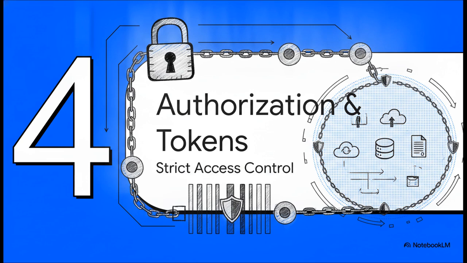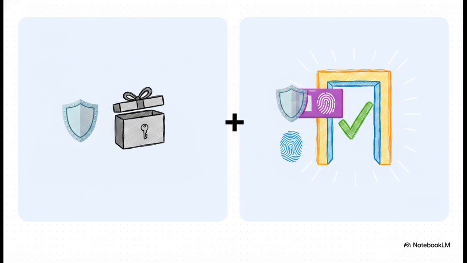Which brings us to Section 4, authorization and tokens, or strict access control. Now, here is where we hit two terms that confuse almost everyone. Seriously, they get mixed up all the time.